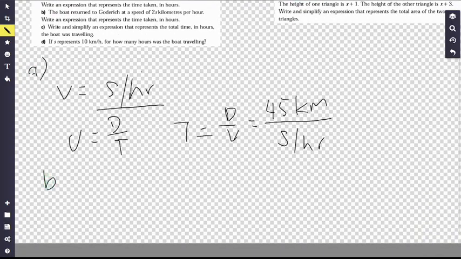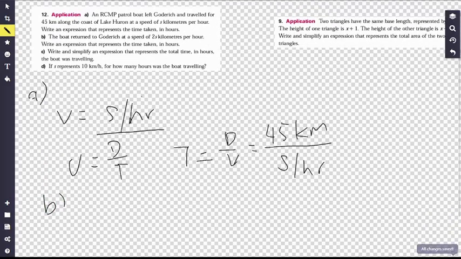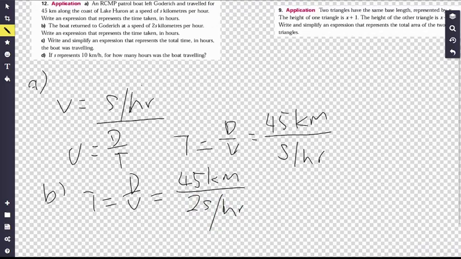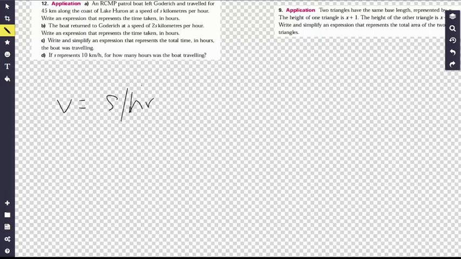Let's move on to B. The boat returned to Goderich at a speed of 2s kilometers per hour. Write an expression that represents the time. We're still using t equals d over v, but remember, our d is still 45 kilometers. Since we went and came back, it's the same distance. We can't change the distance. However, our speed now is 2s per hour. So that is that. Let's erase this real quick and then get on to C.